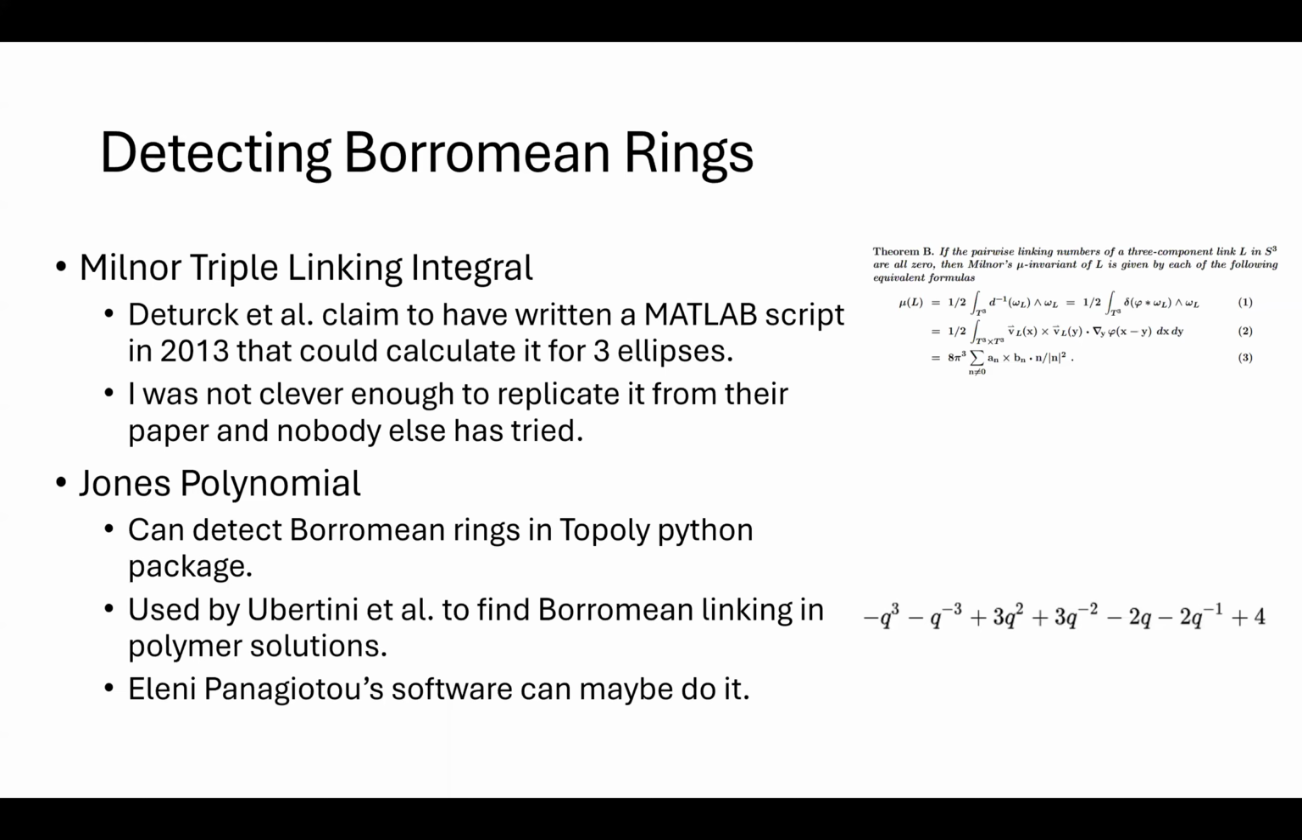But there's a knot invariant called the Jones polynomial, which can detect Borromean rings, and there's a software package called Topoly that, if you give it the Cartesian coordinates of 3 closed curves, will tell you what knot or link those curves make.